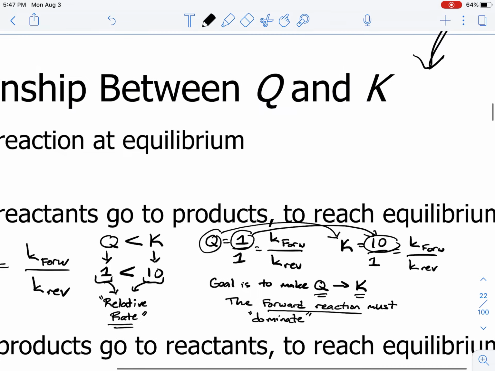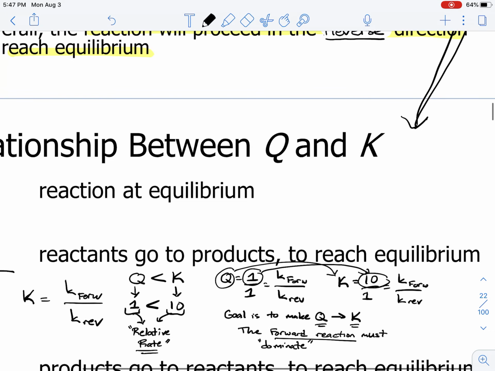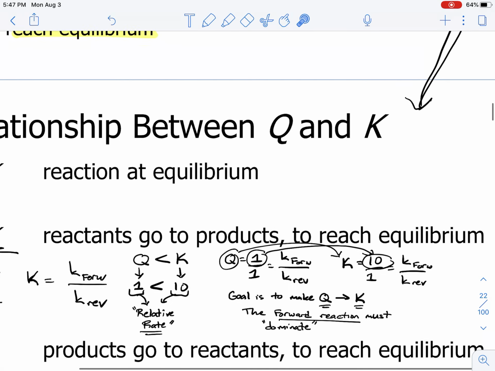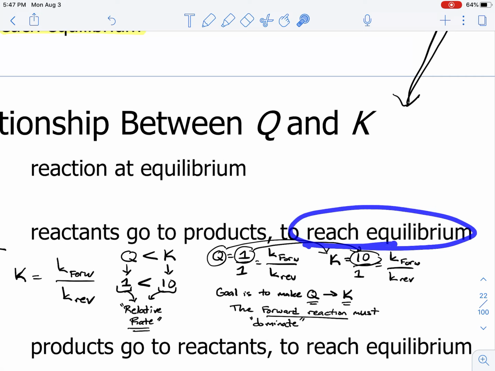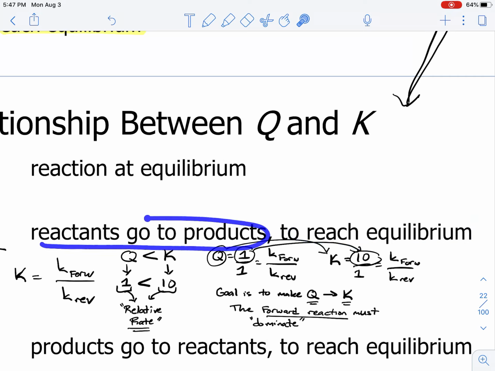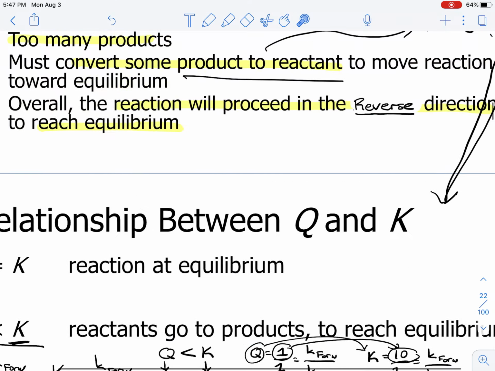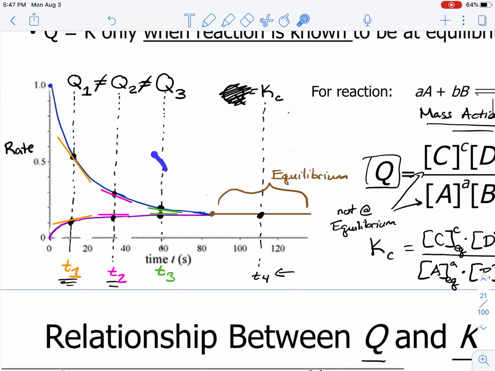And so overall, this is the reason why to reach equilibrium, reactants must go to products, right? And the only way for reactants to go to products is for the forward reaction to occur, or for it to dominate during this time period so that equilibrium can be reached.